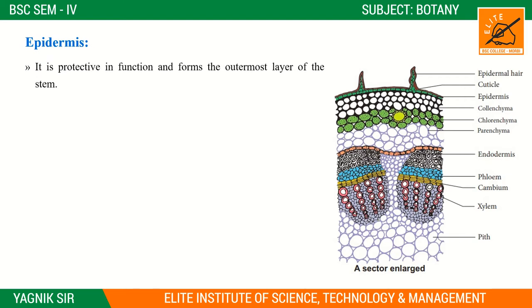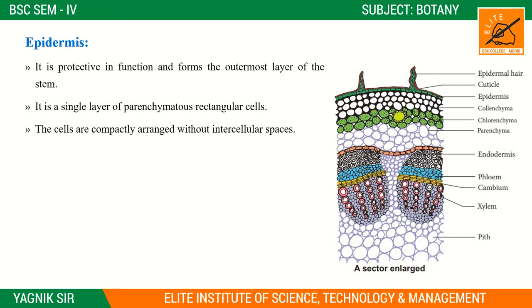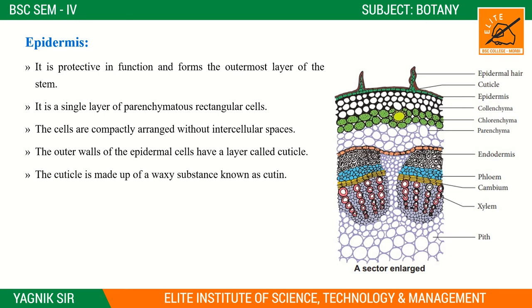Epidermis is the outermost layer, right? It is a single layer, and its main function is protection, right? The epidermis is normally a single layer of parenchymatous, rectangular cells, right? The cells are compactly arranged. Here no intercellular spaces are present. The outer walls of the epidermal cells have a layer called cuticle. In a stem also the cuticle layer is present, and the cuticle is made up of a waxy substance known as cutin.